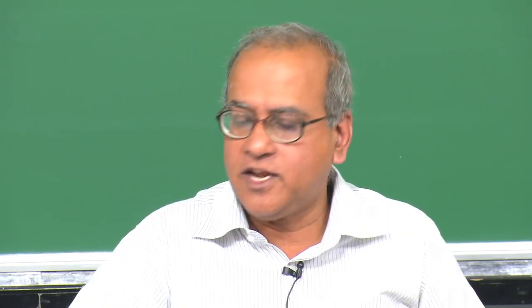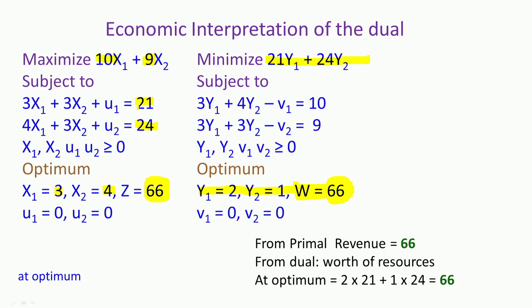It is also to say that if I have 21 units of the first resource and 24 units of the second resource, and I transform them into products and make 3 of the first product and 4 of the second product and sell them to realize a revenue of 66, it means the actual worth of the two resources, 21 and 24 units, at the optimum is the same 66 that we have.